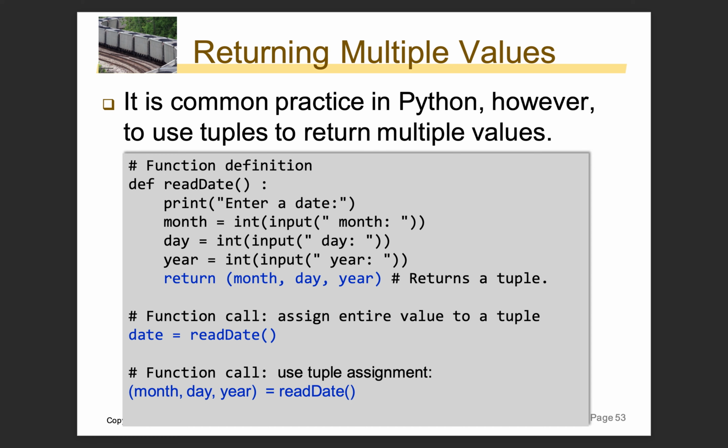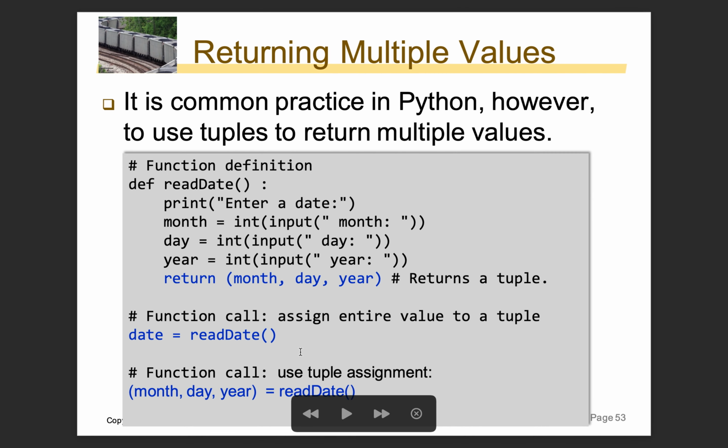So why would tuples be useful? Sometimes we want to return multiple values in a function. It's common practice in Python to use tuples for that purpose, to return multiple values from a function. So we have a function called readDate, which prints out enter a date, then asks the user to give the month, the day, the year, and then it returns the tuple month, day, year.